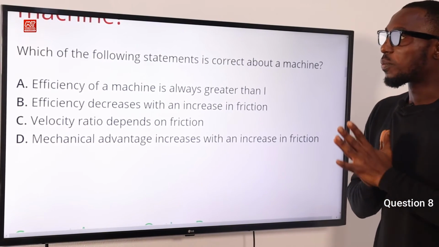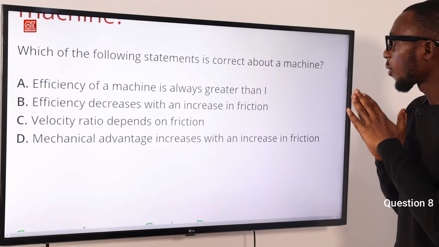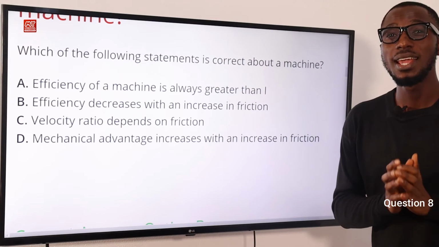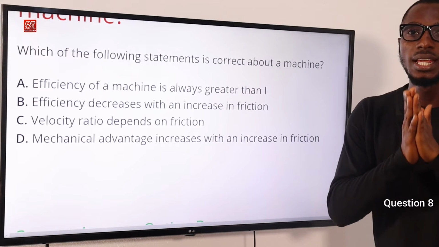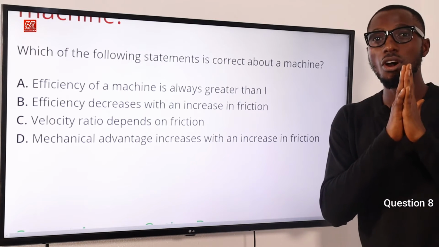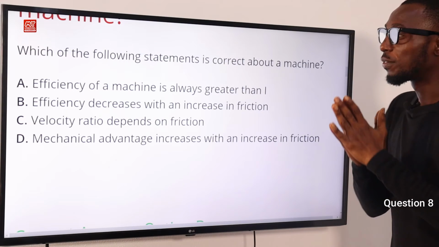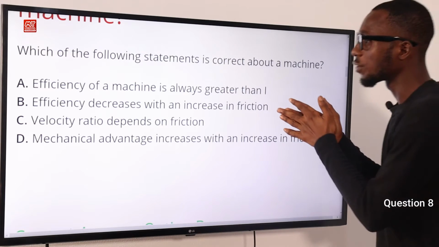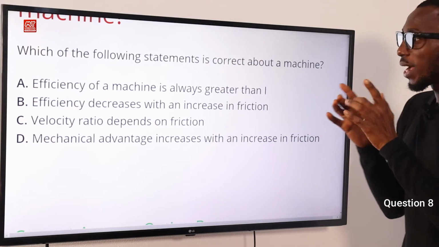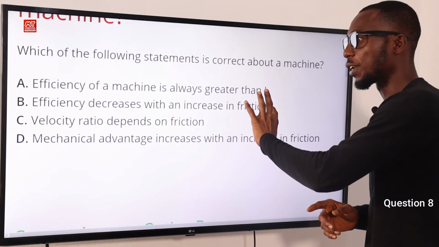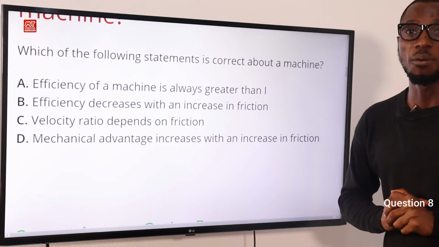Question 8. Which of the following statements is correct about a machine? One thing you should always remember, that the efficiency of a machine cannot be equal to 100. Why? Because of friction. So if you scan through all of the options, we have friction here. We are told that efficiency decreases with an increase in friction. So the correct option is option B.